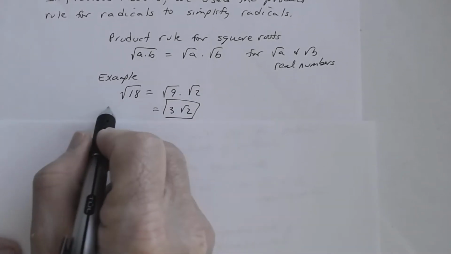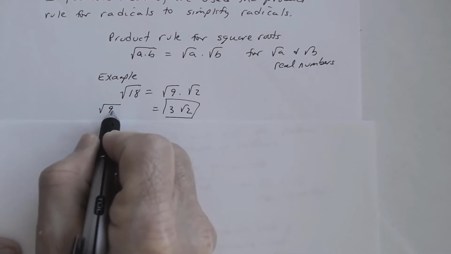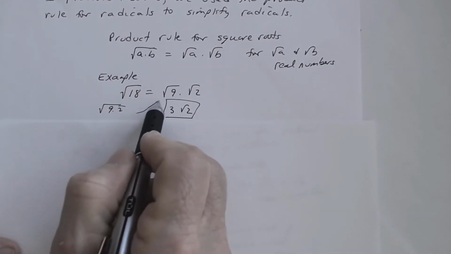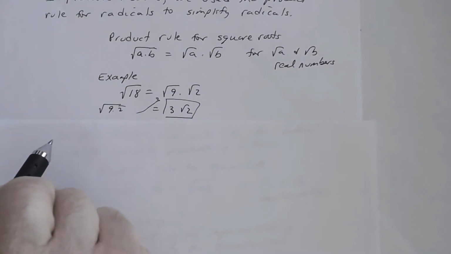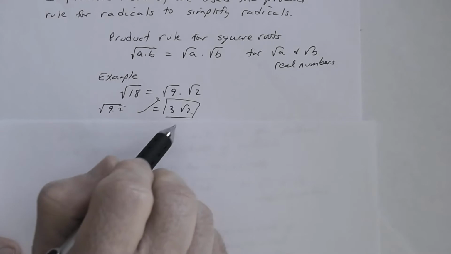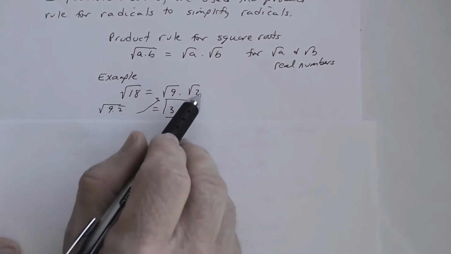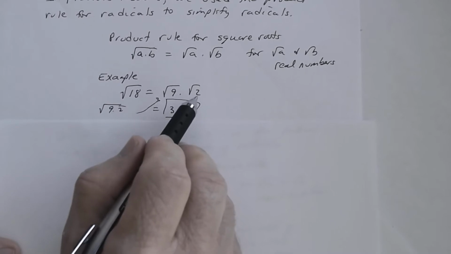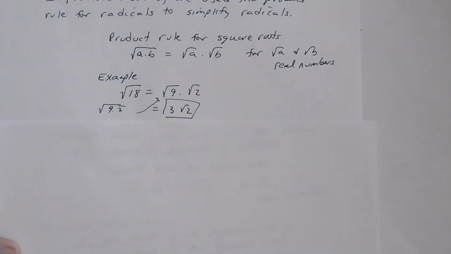Because remember, the square root of 18 is the square root of 9 times 2. So I can write it as the square root of 9 times the square root of 2, and then simplify the square root of 9 to get 3 square root of 2. The square root of 2 cannot be simplified any further, because the only perfect square that goes into 2 is 1. That was a quick review from a previous lesson.